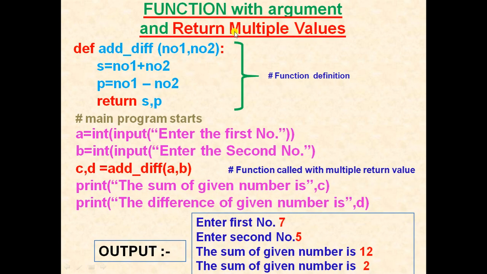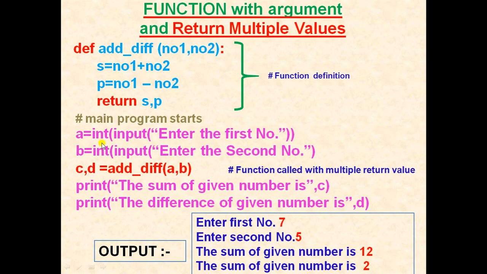Now, function with argument and return multiple values. A function can also return more than one value. Let's see how. Here is a function add diff. Number 1 and number 2 are two formal parameters. These are added here and assigned to S, and these are subtracted here and assigned to P, and this definition will return the values S and P at the point where it is called.